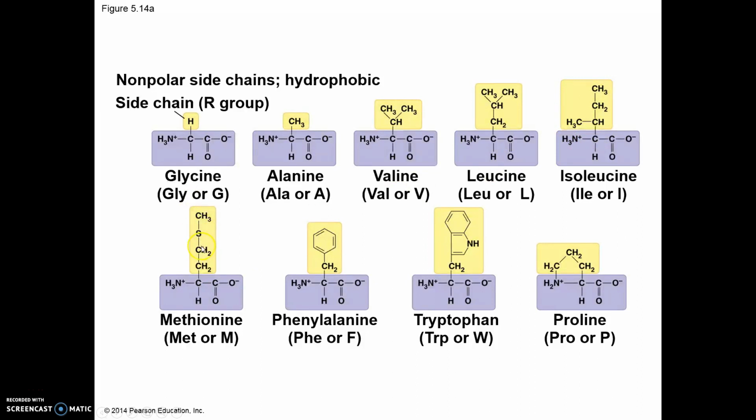We might have sulfur present in some of these. We may be forming various rings. We can even have a long hydrocarbon chain that wraps around and reattaches to the chain. So this is proline. The side chain actually reaches around and binds with the nitrogen. Each one of these has a different characteristic, and we will talk about those later on.